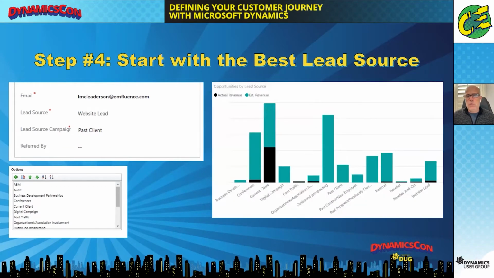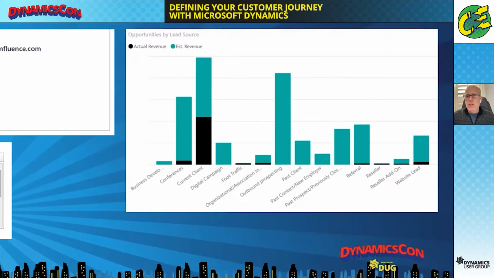And then look at those one opportunities by lead source. As you can see here, the black bar indicates the one opportunities, and current client is, and probably always will be for most people, the easiest win. It's easier to upsell a current client than it is to win a new one.